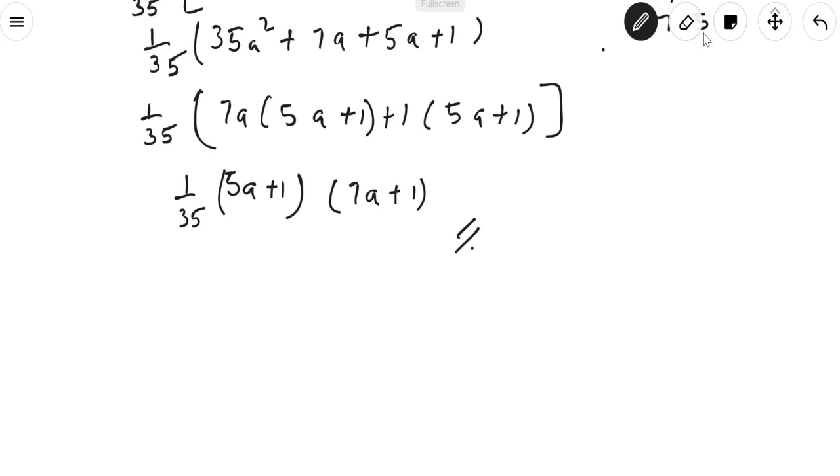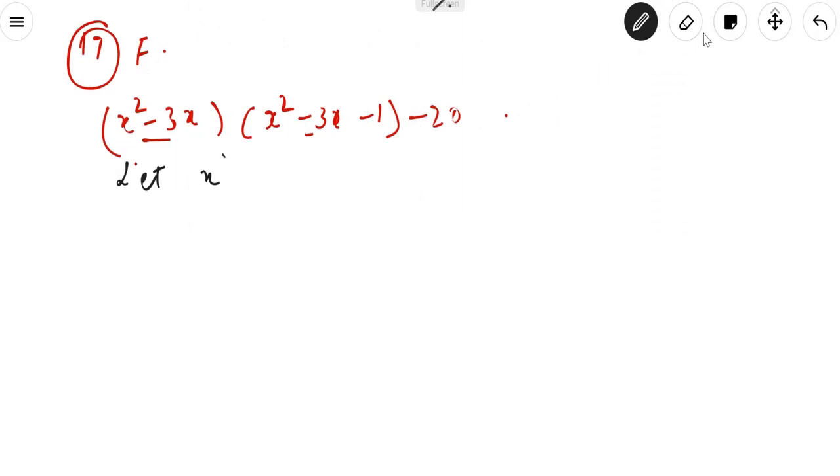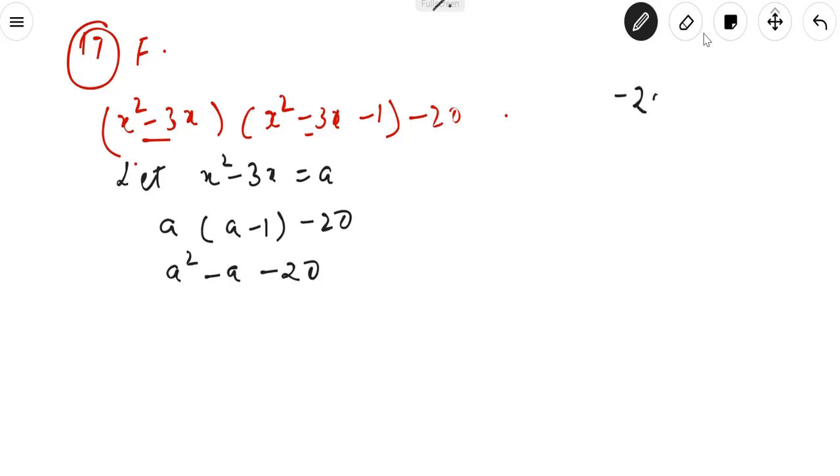So we'll go for problem number 17. Let x square minus 3x is equal to a. I will take it as a. So this becomes a into a minus 1 minus 20. If I multiply, this becomes a square minus a minus 20. Now if I want factors, I have to get minus 20. So what are the values I'm going to get?